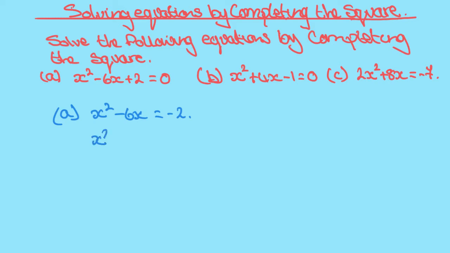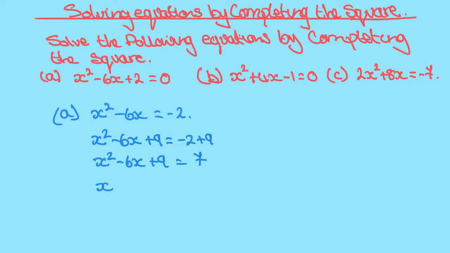So we get x squared minus 6x. Half of minus 6 is minus 3. Minus 3 squared is 9. Minus 2 plus 9, giving x squared minus 6x plus 9 equals 7. We now have a perfect square on the left-hand side. So we can square it.